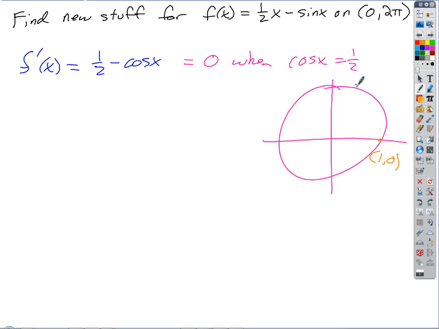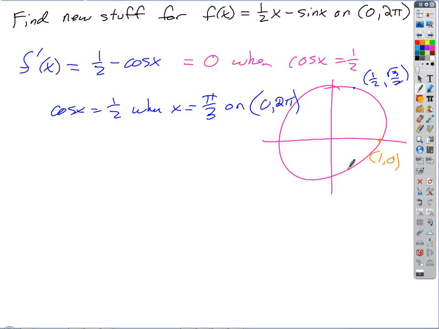Okay, so if we solve this trig equation, we know cosine x equals 1/2 when x equals pi over 3 on our interval at least, right? There's an infinite number of places where it would work. It would work there, and it would work there also, wouldn't it? Right, so we got 2 places. So we got pi over 3, where we got an x coordinate of 1/2.